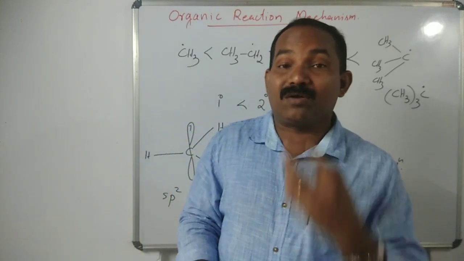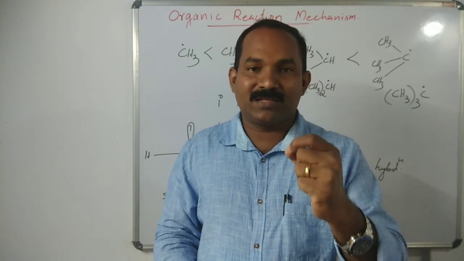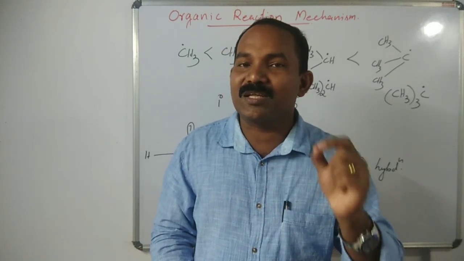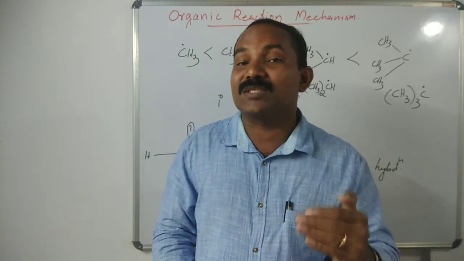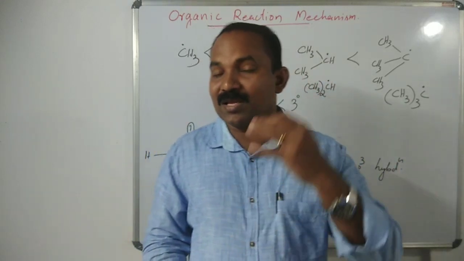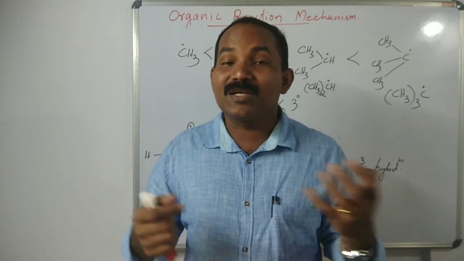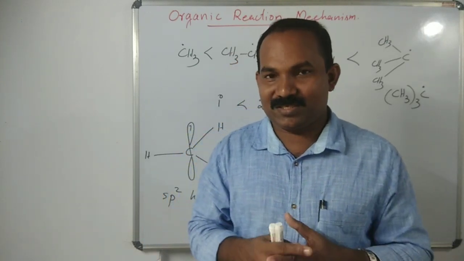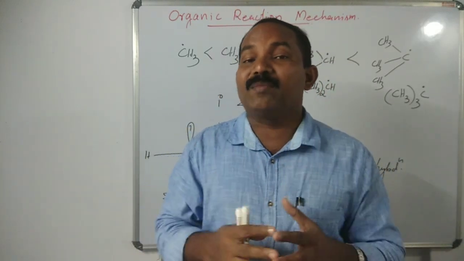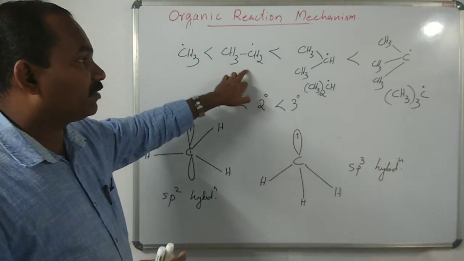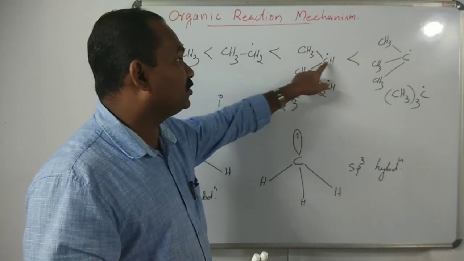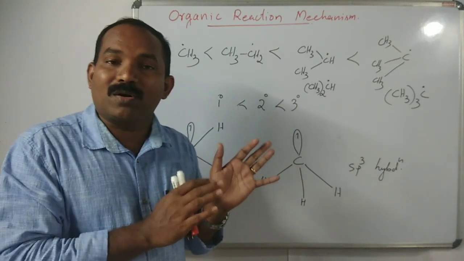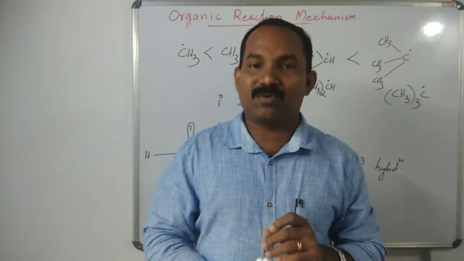A homolytic fission of a covalent bond leads to free radicals. What are free radicals? Free radicals are species or atoms containing an unshared electron. Free radicals are highly reactive because they do not accomplish the octet. And remember the stability order: primary free radicals are less stable than secondary. This free radical is secondary because there are two carbon atoms, and this free radical is tertiary. Keep this order in your mind. Why this order? The answer is due to inductive effect and hyperconjugation.